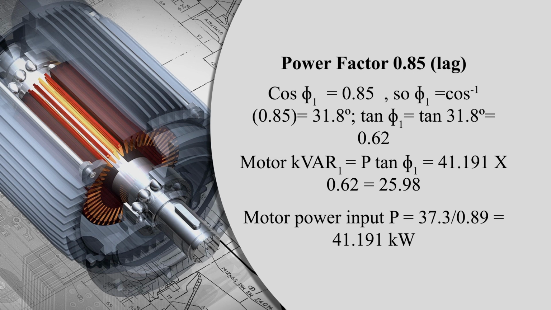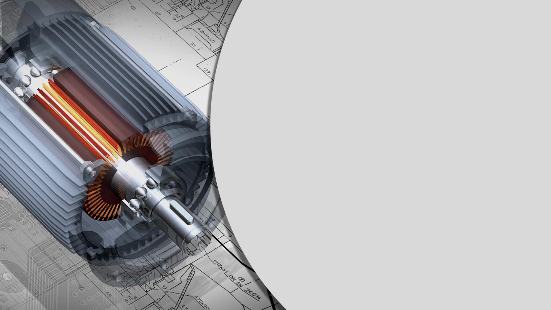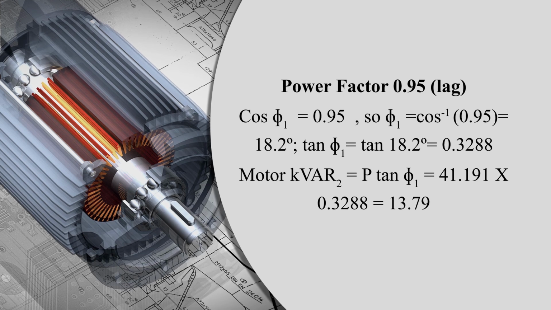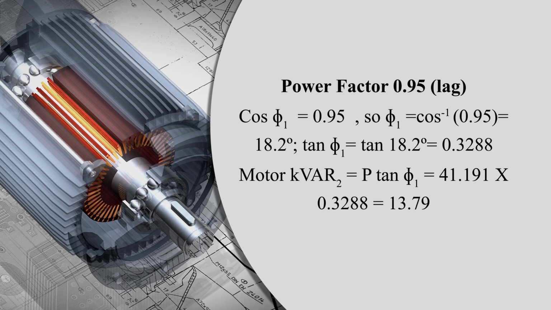Now similarly you have to calculate motor kVAR at power factor 0.95 lagging. So motor power input is the same, that is 37.3 divided by 0.89, it is 41.191 kilowatt. Now you have to calculate all the parameters at power factor 0.95 lagging. So cos phi 2 can be written as 0.95. So phi 2 is equal to what? Cos inverse 0.95, so it comes 18.2 degree.